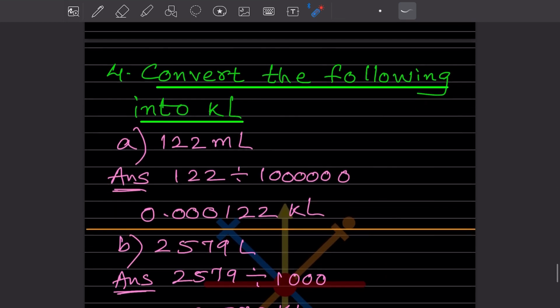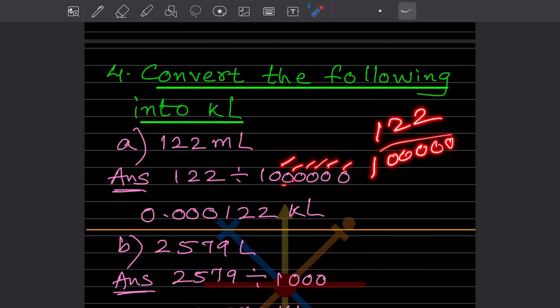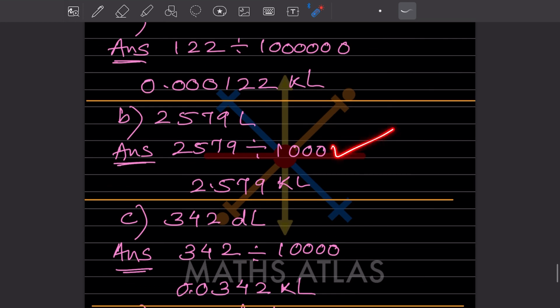Here, same. You have to convert it to kiloliter. And this is milliliter. So 122 divided by this, how many zeros will there be? 1, 2, 3, 4, 5, 6. There are only 3 numbers. So what are you going to do? You will put 3 more zeros to make it 6 and then put a point. So this is kiloliter. Again here the same, you are going to divide by 1000.